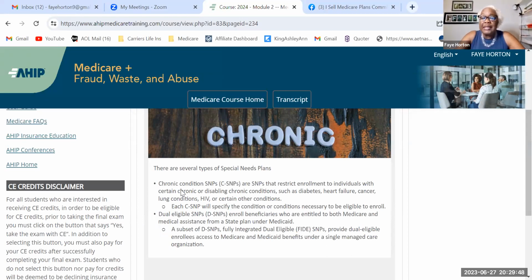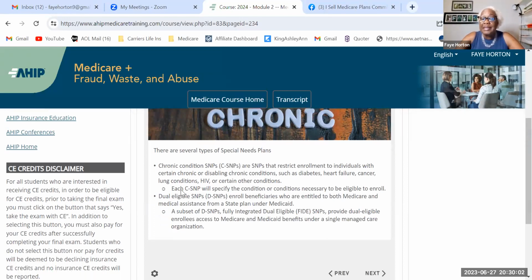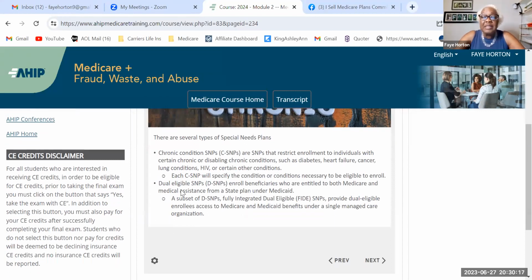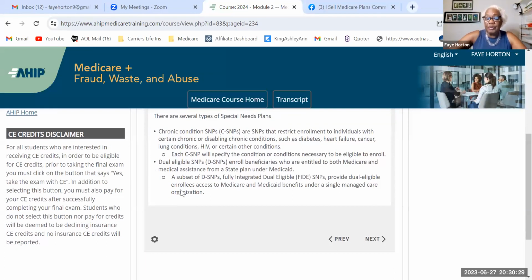Dual eligibles, or D-SNPs, who are entitled to both Medicare and medical assistance through Medicaid, are the subset that would get enrollment into a D-SNP plan. Fully integrated dual eligibles are the ones who get the full coverage of the D-SNP plans. Some D-SNP plans will have what's called cost sharing for those people who are not full dual Medicaid members.